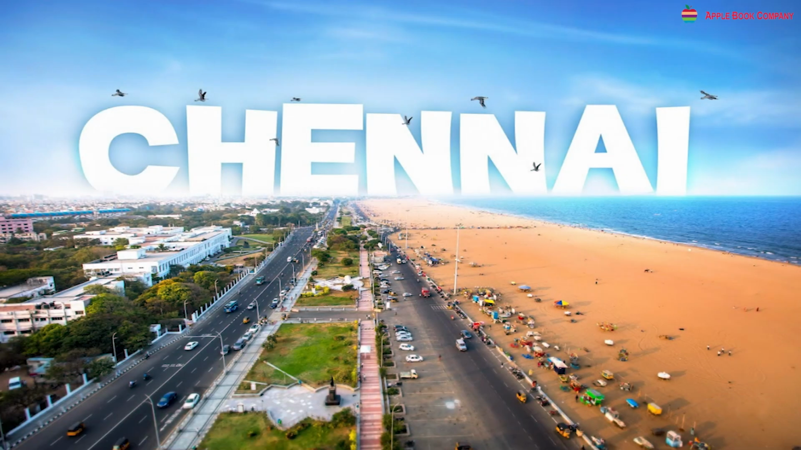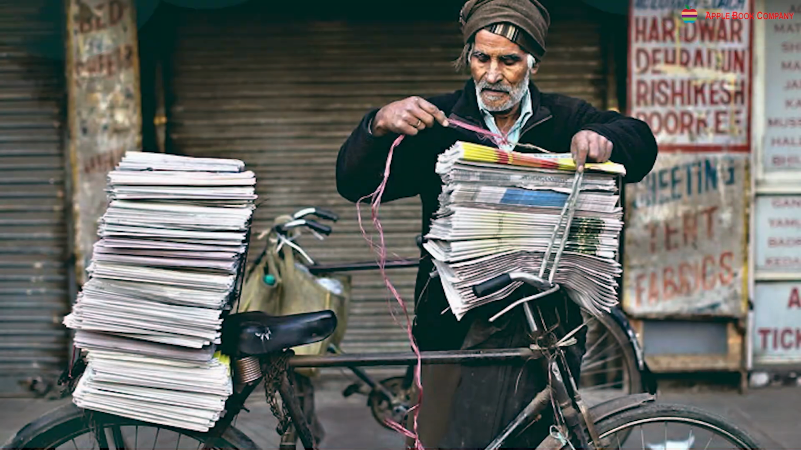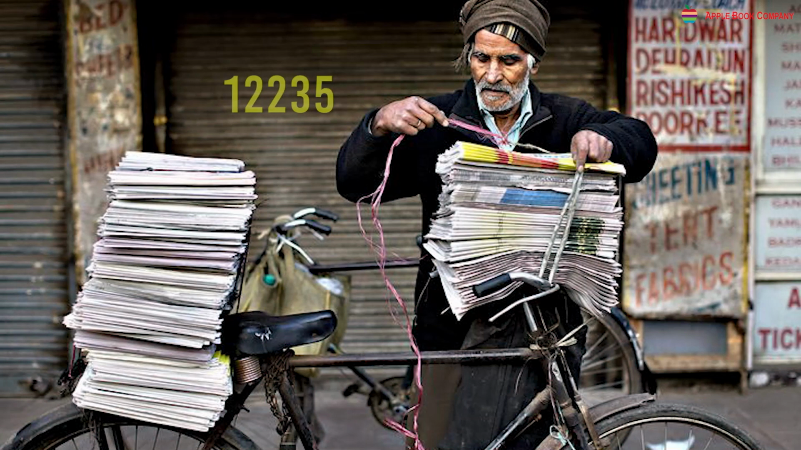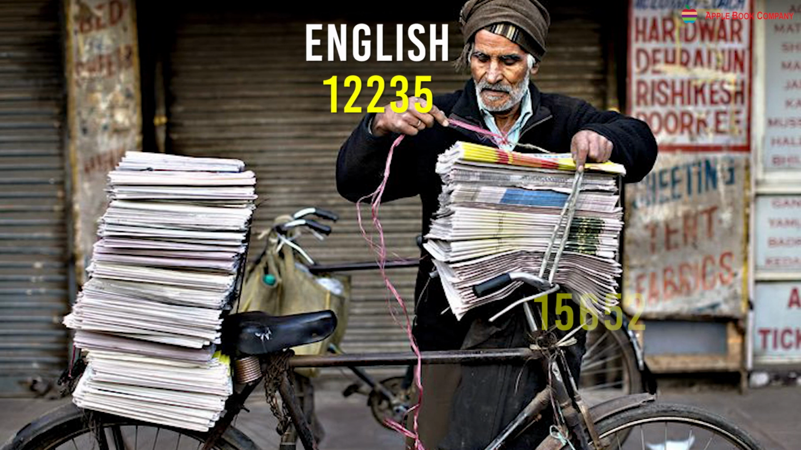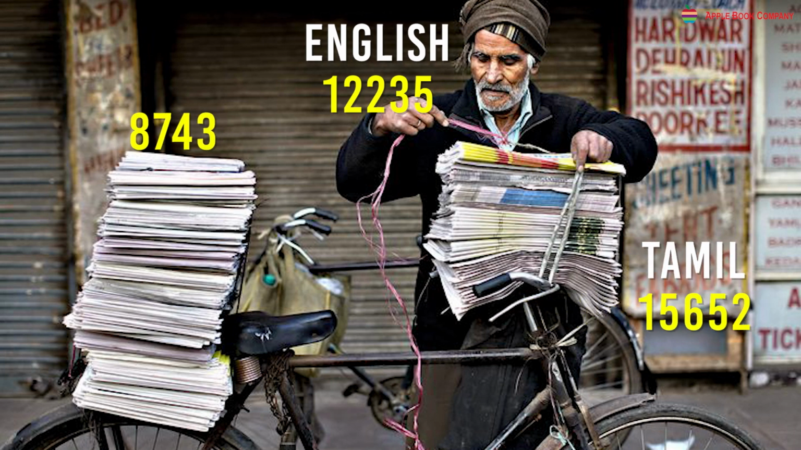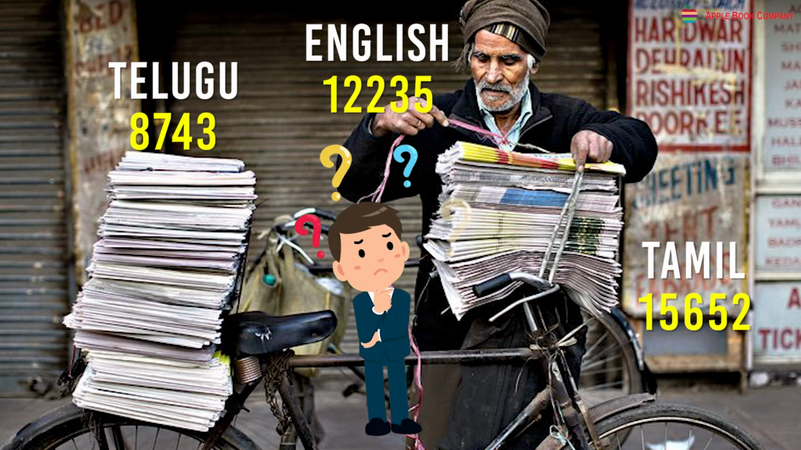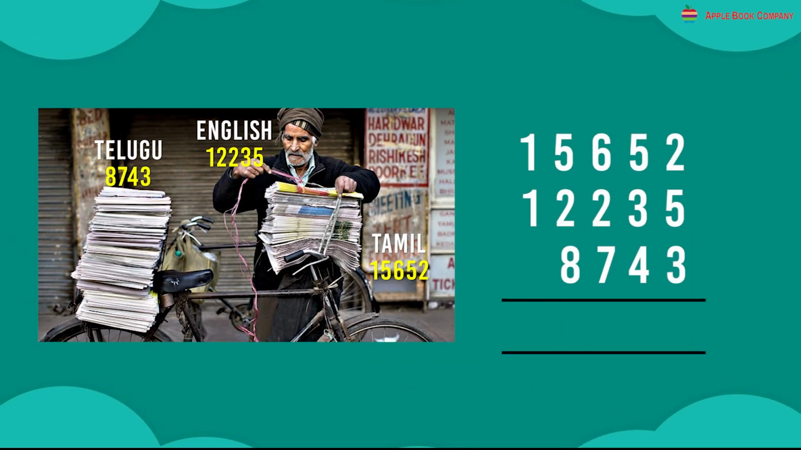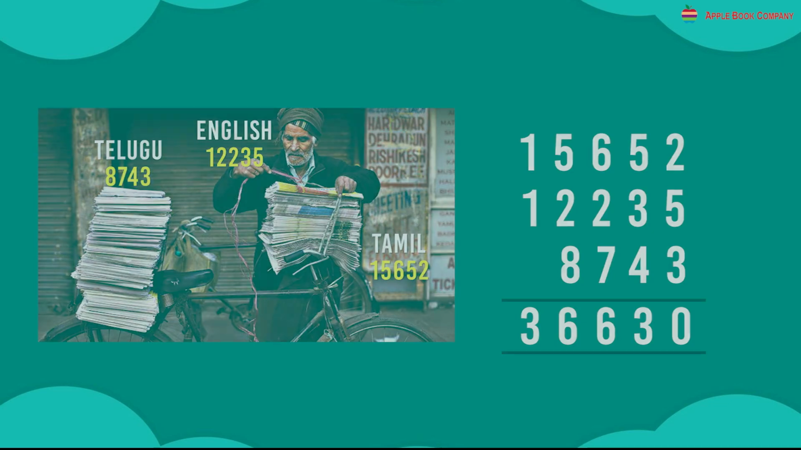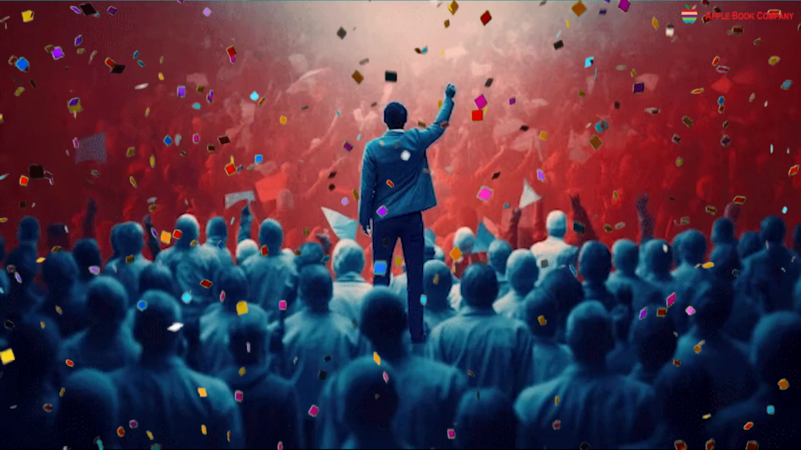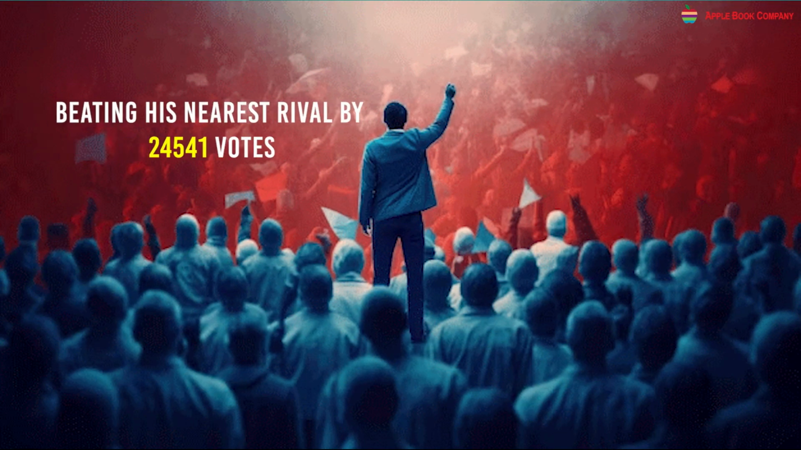Let's look at the next question. In a certain area in Chennai, a newspaper agent delivers 12,235 English, 15,652 Tamil, and 8,743 Telugu newspapers each day. How many newspapers does he deliver in all in a day? Please add all the three numbers. The answer is 36,630.